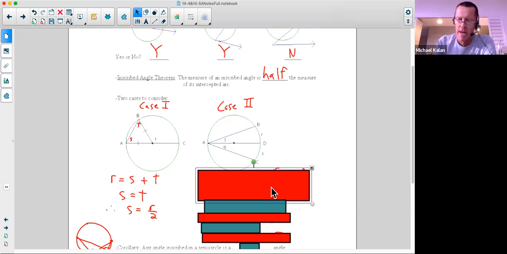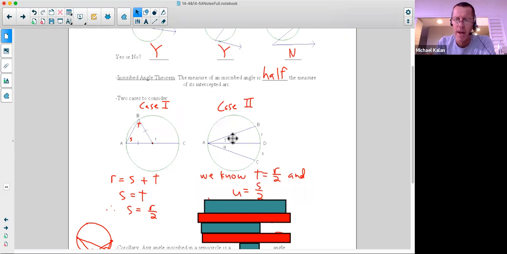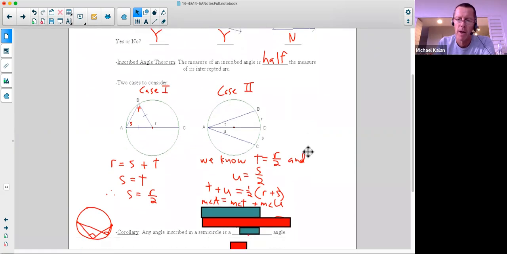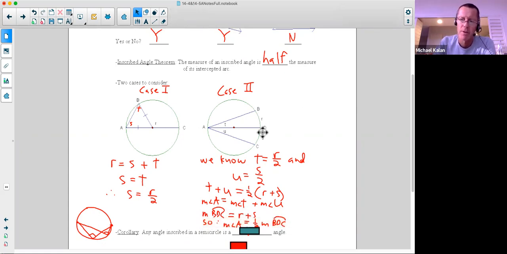Another scenario is this one. In this case, we know that T is equal to half of R, and we also know that U would be equal to half of S. Let's add it together. T plus U would be equal to what? Half of R plus S. Isn't the measure of angle A equal to the measure of T plus the measure of U? Why? Angle addition. And isn't it true that the measure of arc BDC equals R plus S? So think about what we have there. Doesn't that mean that angle A is equal to half of that measure?